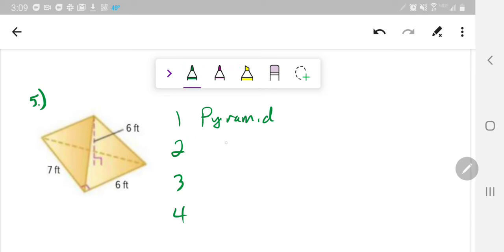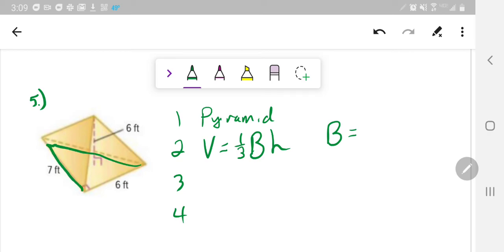So let's get started. Now I remember the formula. You might have to check the formula sheet again, but it's 1/3 big B little h. And big B, in this case, we're going to find the area of the base, which here is a triangle. I know that that's the base. All 4 sides of this pyramid are triangles.